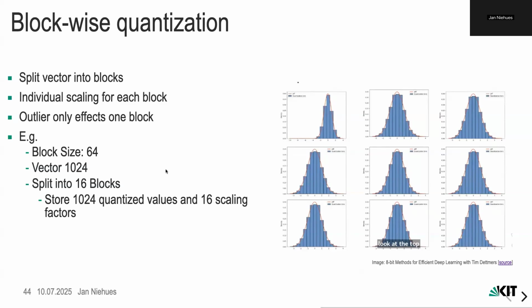And that means if we now have 1,200 numbers that we want to store, then we're storing them in 16 blocks. And for each block, we store the scaling factor. So you're no longer quantizing all your numbers together, but you're splitting your numbers into 64 bins, consecutive numbers, and each one is quantized.